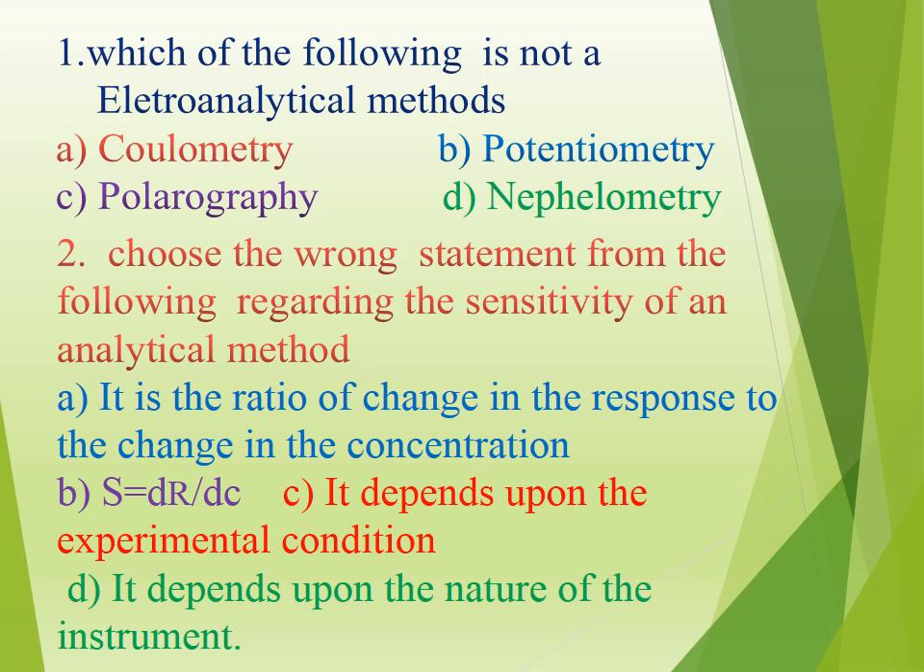Choose the wrong statement from the following regarding the sensitivity of the analytical method. A. It is the ratio of change in the response to the change in the concentration. B. The sensitivity S will be equal to dR by dC. C. It depends upon the experimental condition. These 3 points are related to the sensitivity of the analytical method. But option D, it depends on the nature of the instrument, is the wrong statement. Therefore, option D is correct.